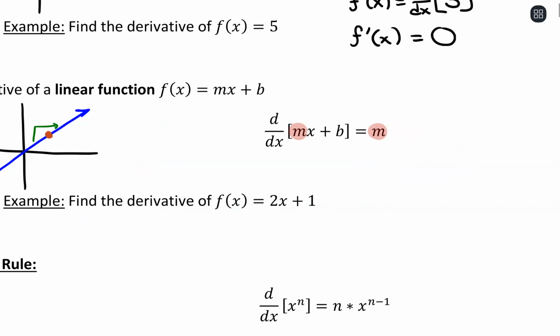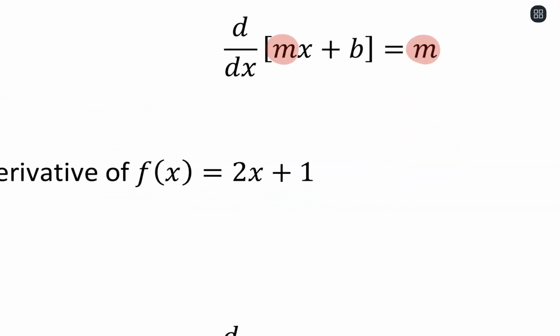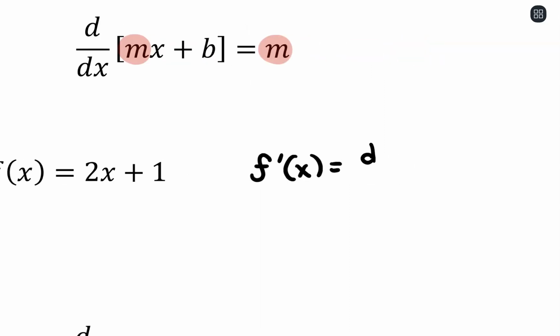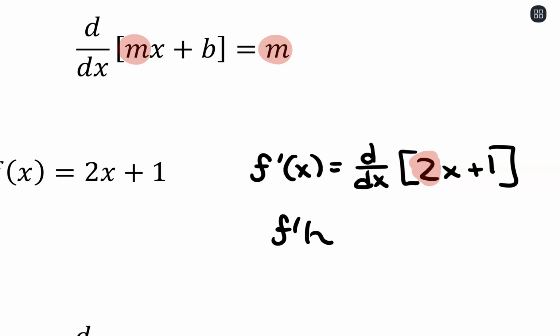So if I'm taking the derivative of this function 2x plus 1, what I can do is recognize that that's linear, and all we're going to have left over is the value that's multiplying with x, because that would be our slope. So this will be f prime of x equals 2.